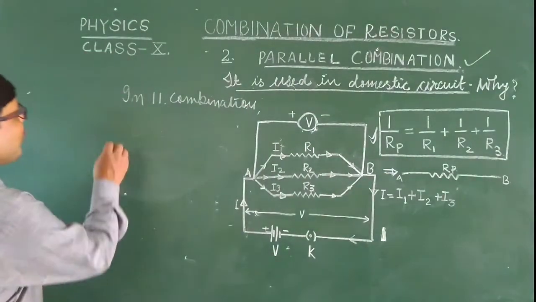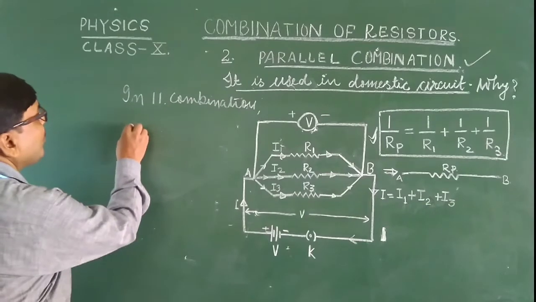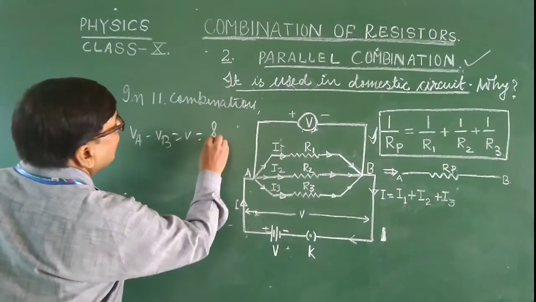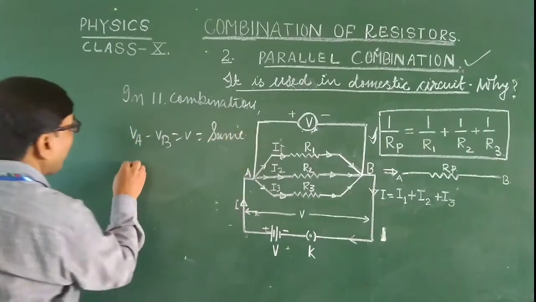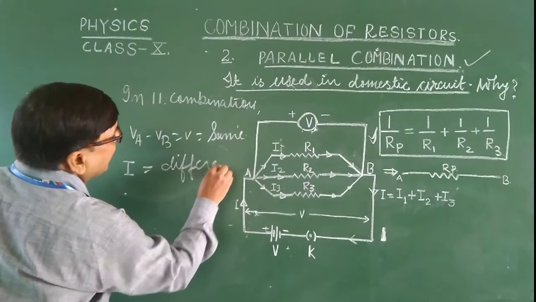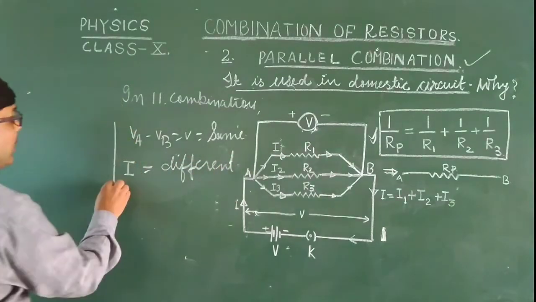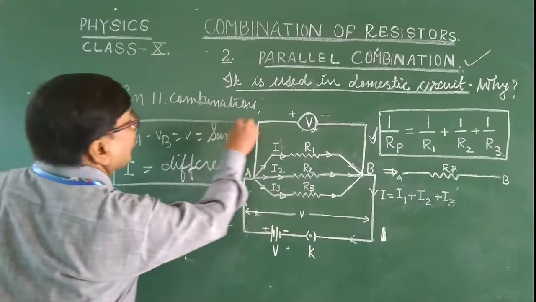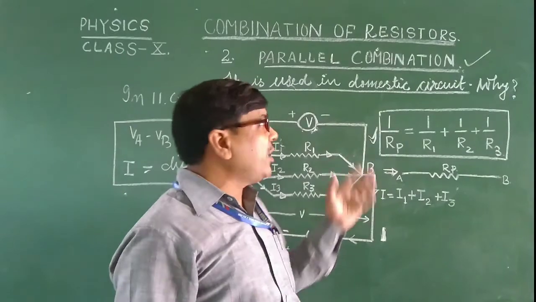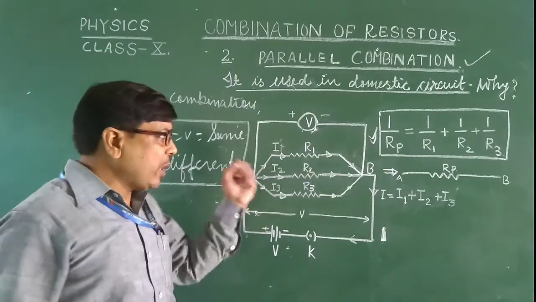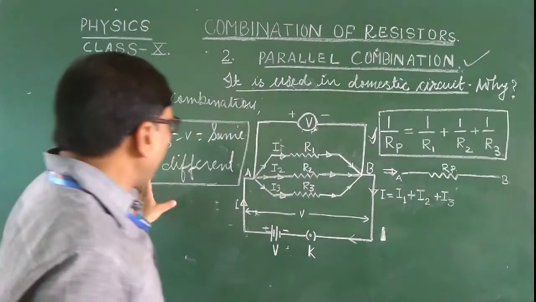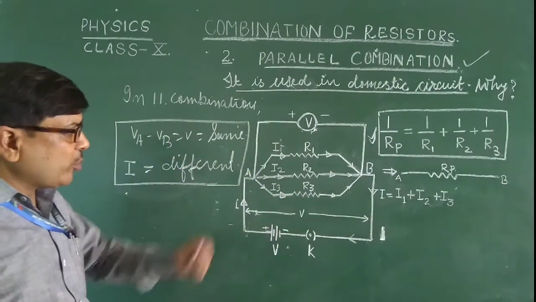So I is different. The current is due to VA minus VB. V is the same, but I will be different. So this is the main characteristic of the parallel combination. Each and every device connected in this combination will receive the same voltage and work efficiently and smoothly.